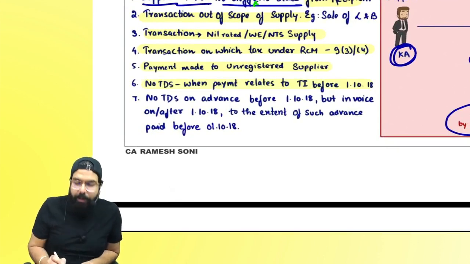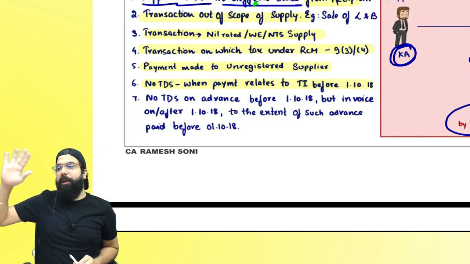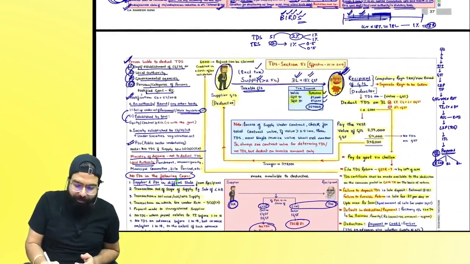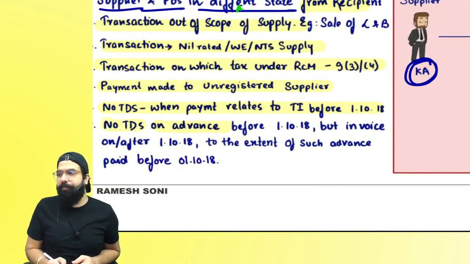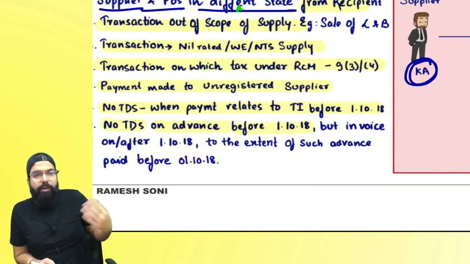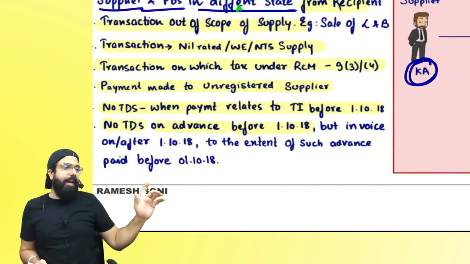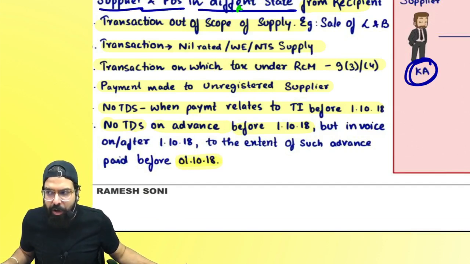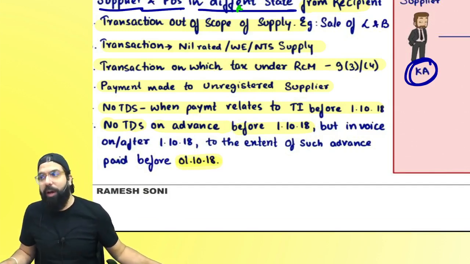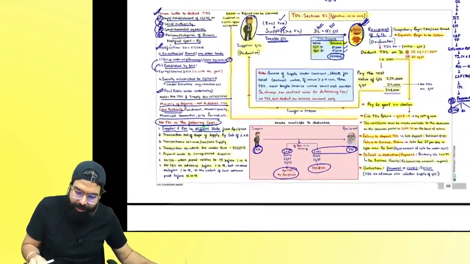TDS is not required when payment relates to a tax invoice which was issued before 1/10/2018, because the provisions of TDS only were effective from 1/10/2018. Then no TDS on advance before 1/10/2018, but the invoice might be issued after. To the extent the advance was given before 1/10/2018, TDS had to be deducted on advance, but at that time provisions were not effective, so on that advance also TDS is not required to be deducted. I hope everyone is clear.